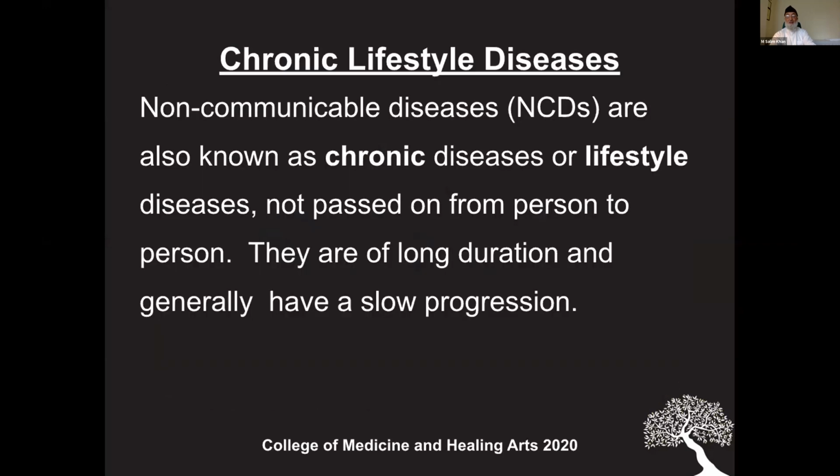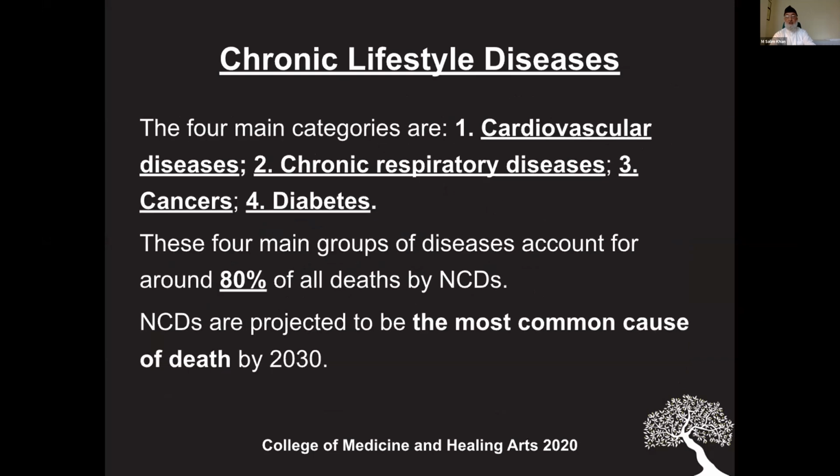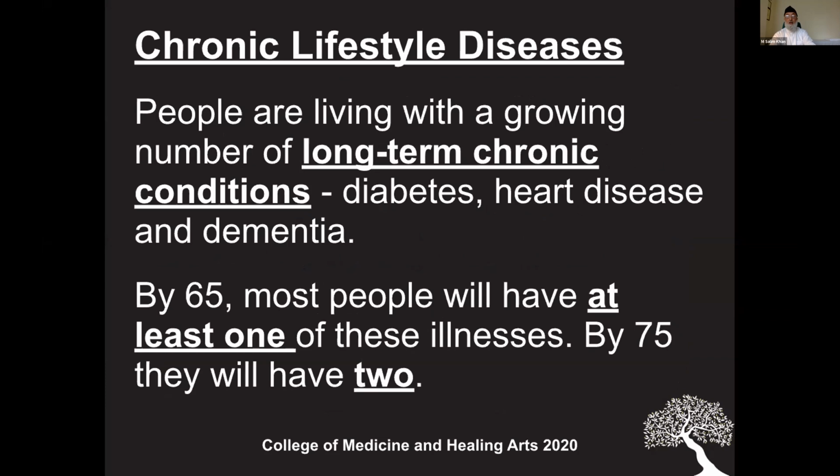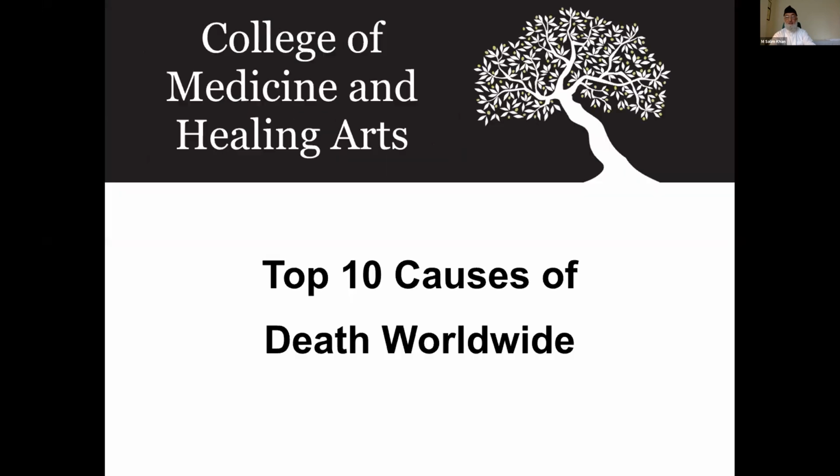So non-communicable diseases are now the largest burden on the NHS. In particular, cardiovascular diseases, chronic respiratory diseases, cancer and diabetes. Depending on various estimates, these account for between 70 to 80% of the population. Again, chronic lifestyle diseases: more and more people are living with these, and by the age of 65 most people will have one or more of them.